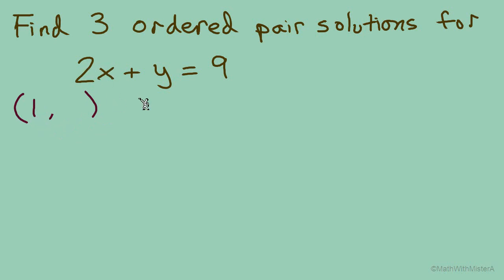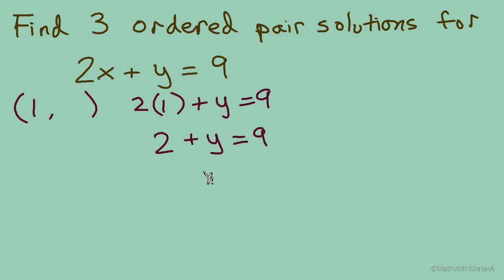If x equals 1, this equation becomes 2 times 1 plus y equals 9. And now, with an equation in one variable, we can solve for y. 2 plus y equals 9, so take away 2, and y equals 7. So there's one ordered pair solution. And we can repeat these steps with other values for x.